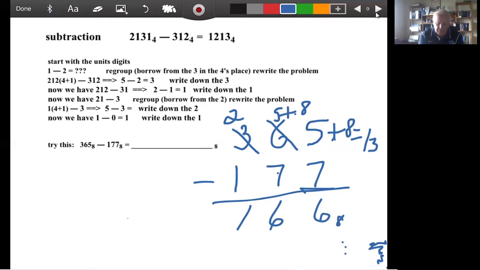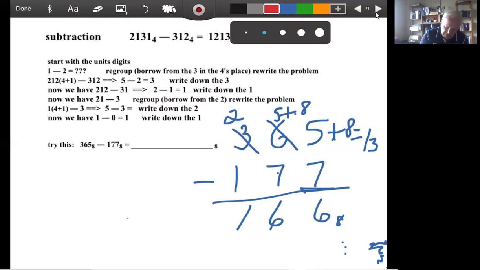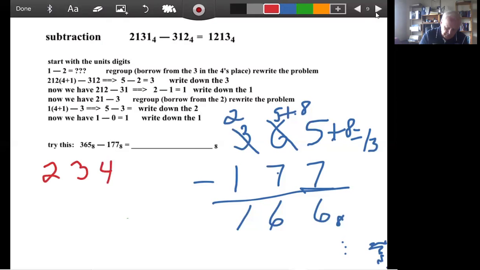This is exactly what we do in base 10. For example, let me show you one real quick. How about 2, 3, 4, and take away, well, let's do 56. Now I'll erase that. I'll get rid of that one. Okay. Now, what?